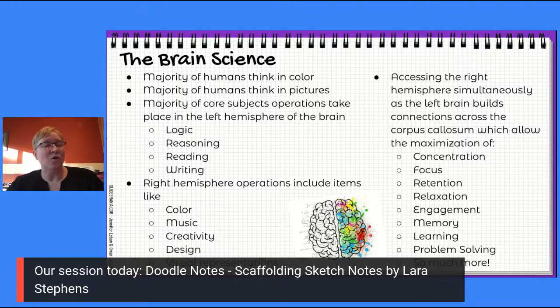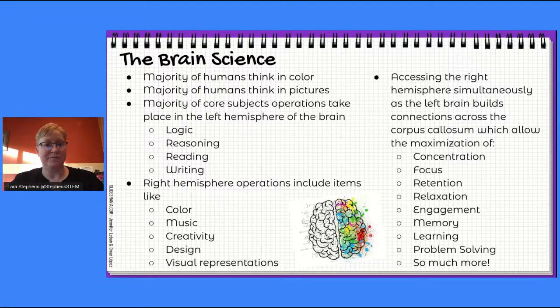So we talk about how our core subjects on the left hemisphere of our brain are the logic, the reasoning, the reading, the writing, the math, the science. The majority of our day is spent in the left side of our brain. And then we talk about the right hemisphere, and that's the arts, the color, music, creativity, design, visual representation. And I usually tell them, okay, guys, I want you to label the left hemisphere and label the right hemisphere. And then I want you to pick 3 of the things that we've talked about for the left and the right hemisphere, and fill them in.